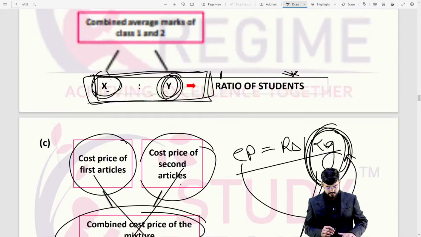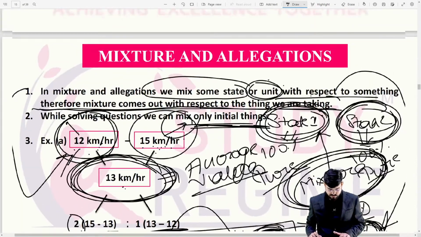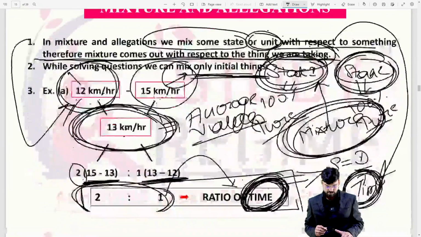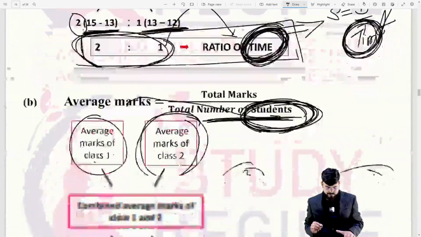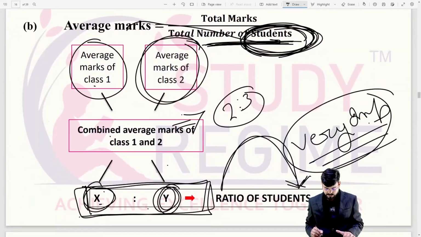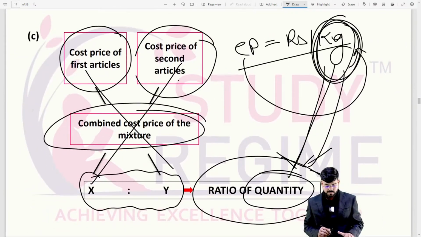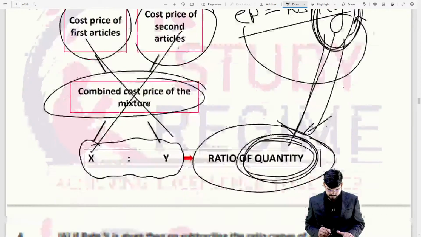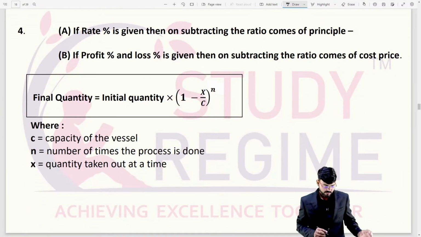Just try to understand this thing. I have already written this in point 1. With respect to something, therefore the mixture comes out with respect to the thing we are taking. If we are talking about speed, then the ratio of time will come. If we are talking about the average marks, then the ratio will come of the number of students. Now in this third example, if you are mixing the two cost prices, then you will get the ratio of quantity. Clear? Okay. The next point I have written is in point number 4.